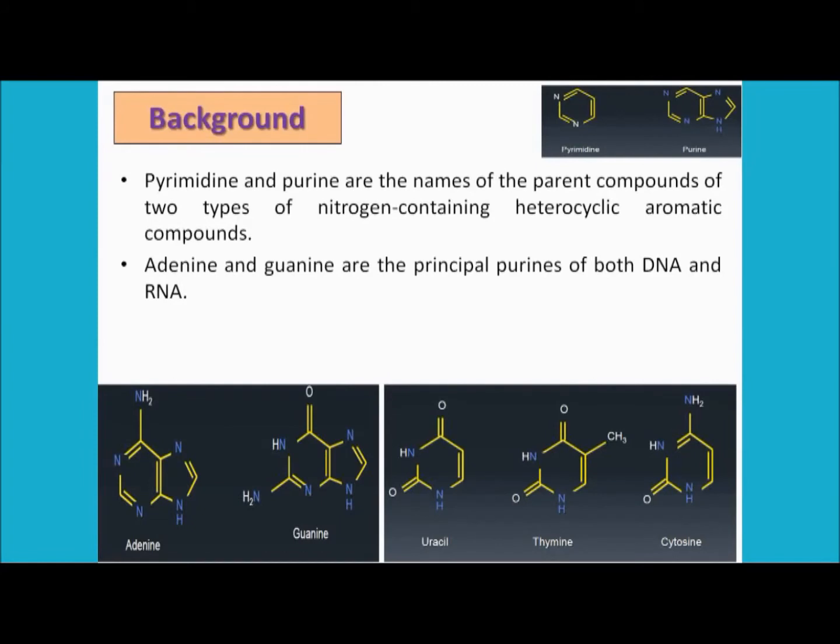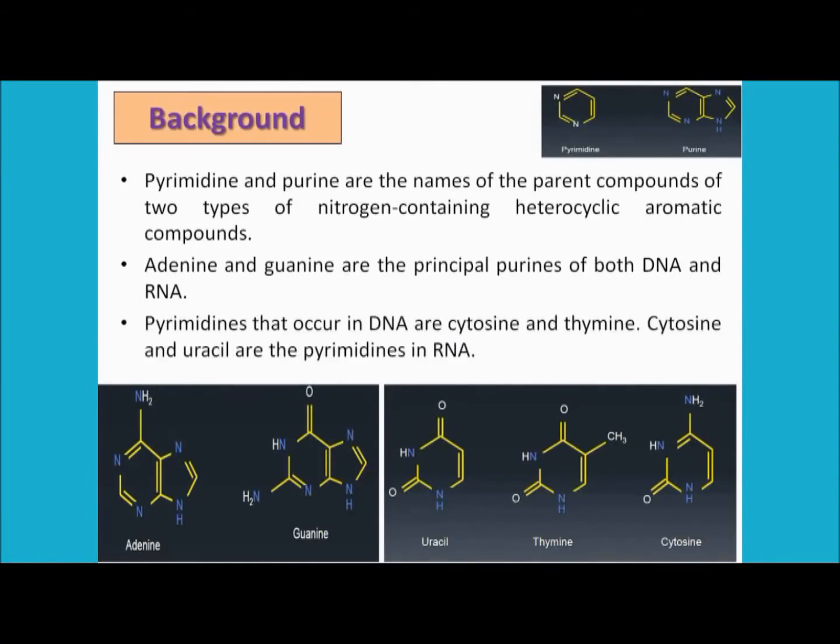Moreover, adenine and guanine are the principal purines of both the DNA as well as the RNA. But what about the pyrimidines? The pyrimidines that occur in the DNA are generally cytosine and thymine, but cytosine and uracil are the pyrimidines in the RNA, because cytosine is the same for both, but thymine is replaced with uracil. So if we write the genetic code, we write ATGC and AUGC, right? So T is replaced with U in the RNA, right?